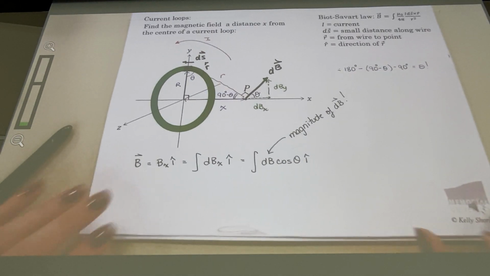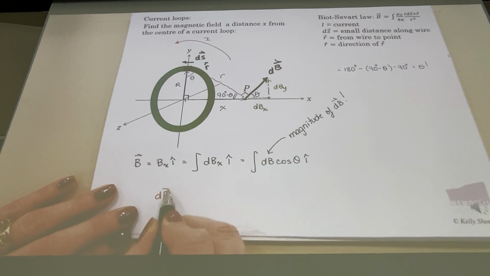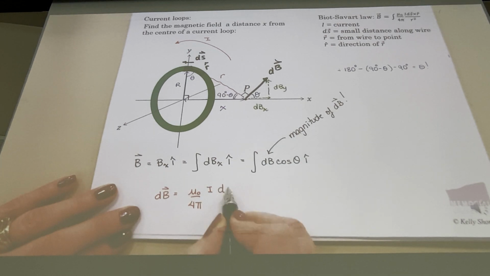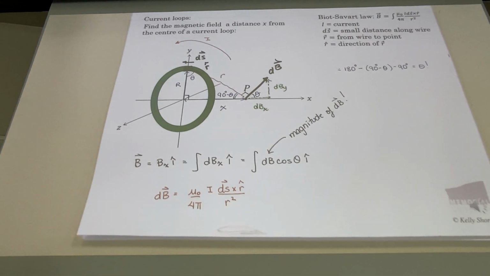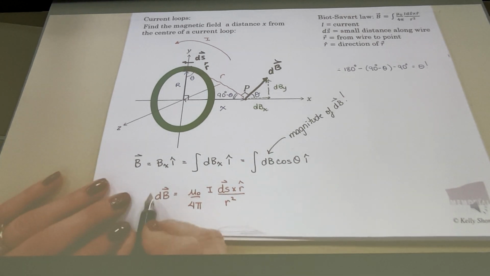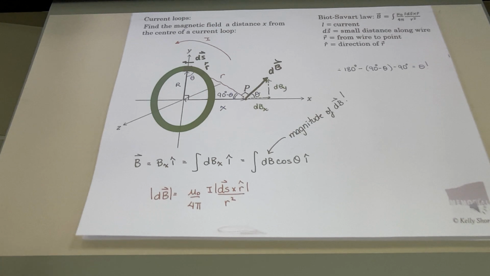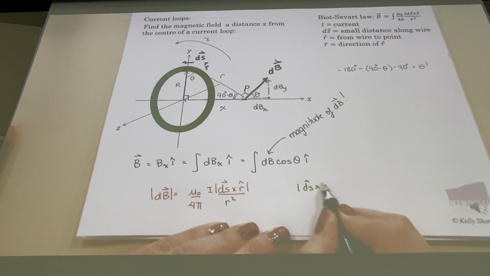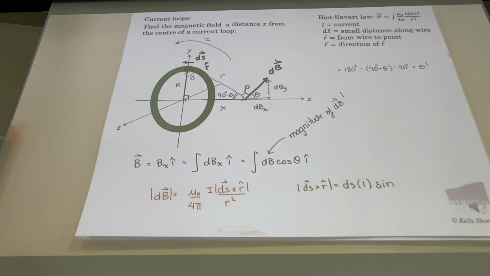So our Biot-Savart law tells us something about B. So the little bit of magnetic field, dB, is mu naught over 4 pi times I times ds cross r hat divided by r squared. So that is the vector. To find the magnitude, I want to know what's the magnitude of ds cross r hat. The magnitude of ds cross r hat is the magnitude of ds times the magnitude of r hat times the sine of the angle between ds and r hat.